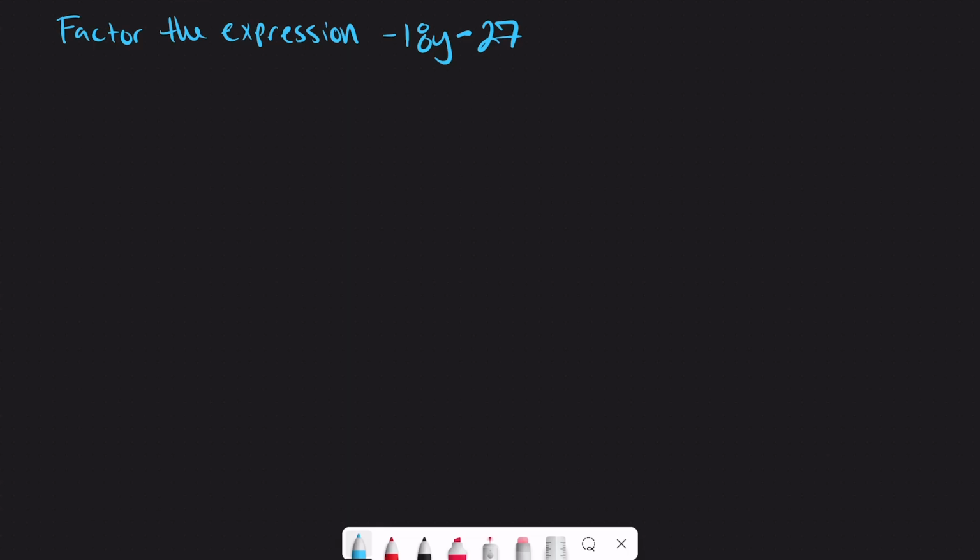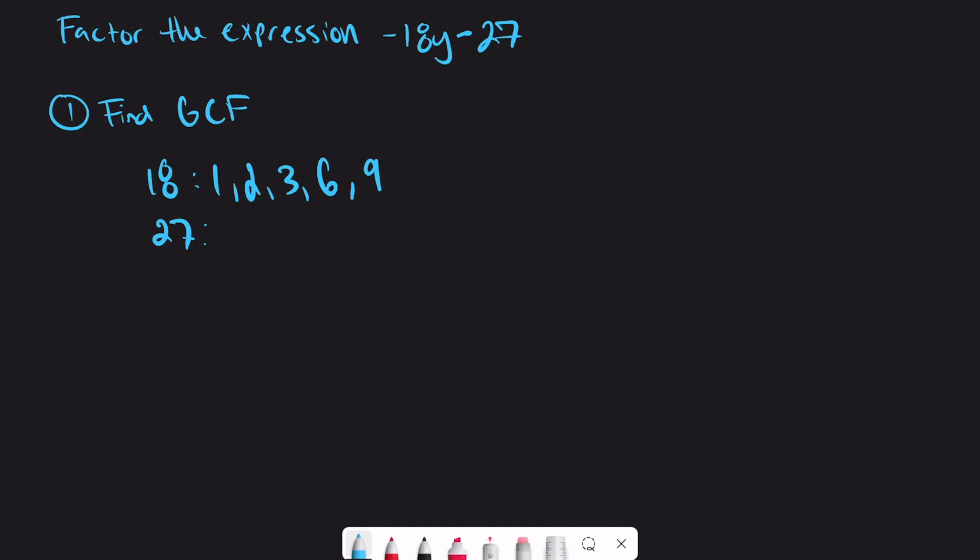All right, so now let's factor this expression here, negative 18y minus 27. The first step is to find the greatest common factor. So we're going to write down the numbers of the terms here, 18 and 27. Can 18 be divided by 1? Yes. Can it be divided by 2? Yes. By 3 as well. Not by 4, not by 5, by 6, yes, because 3 times 6 will give me 18. Can 7, 8, and then 9, and then the last one would be 18.